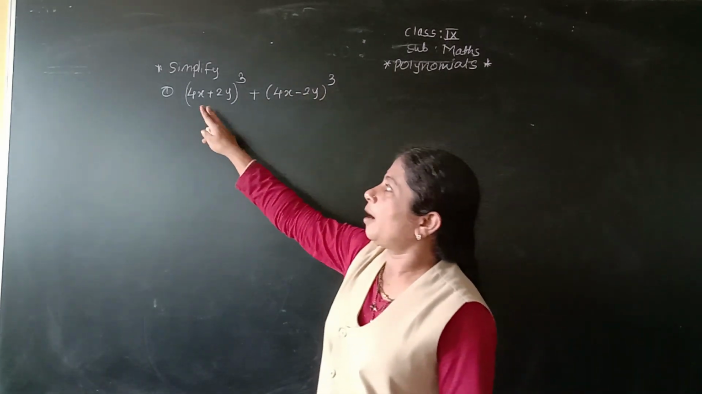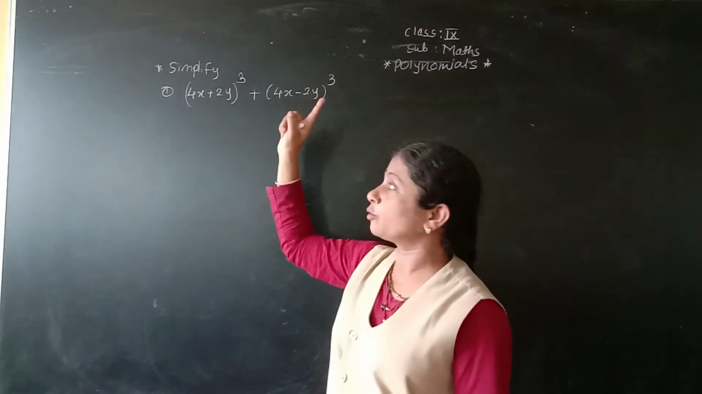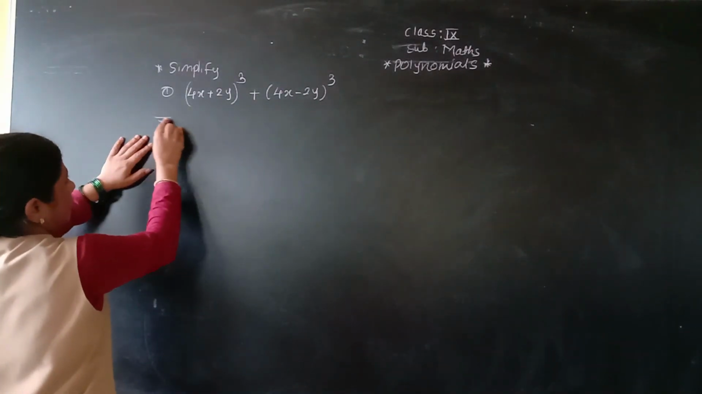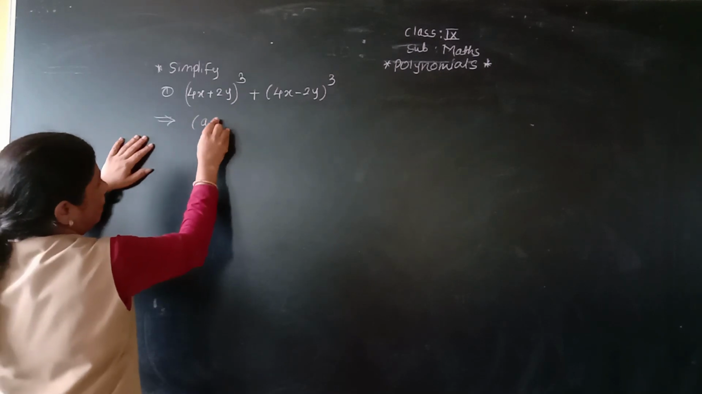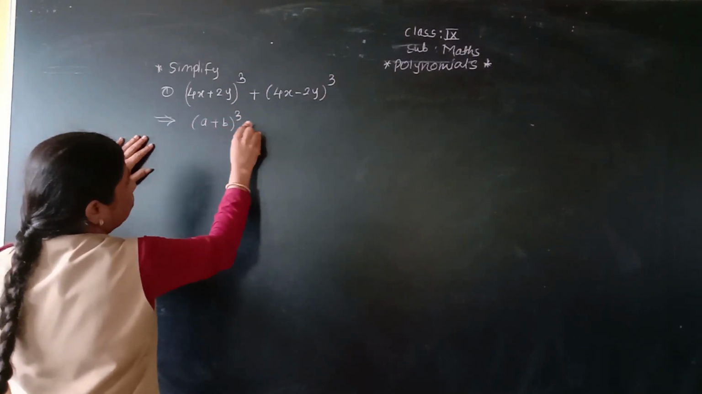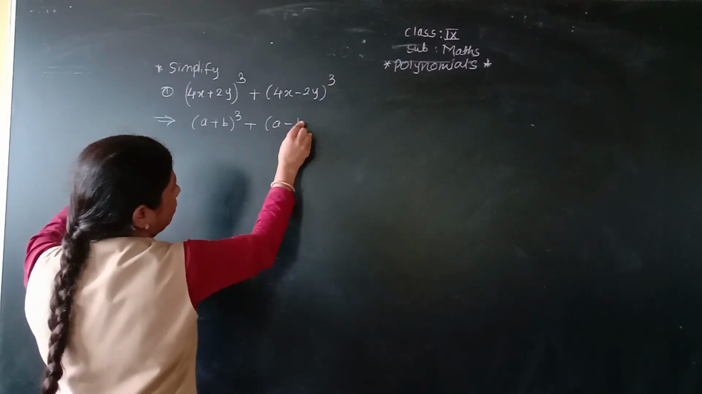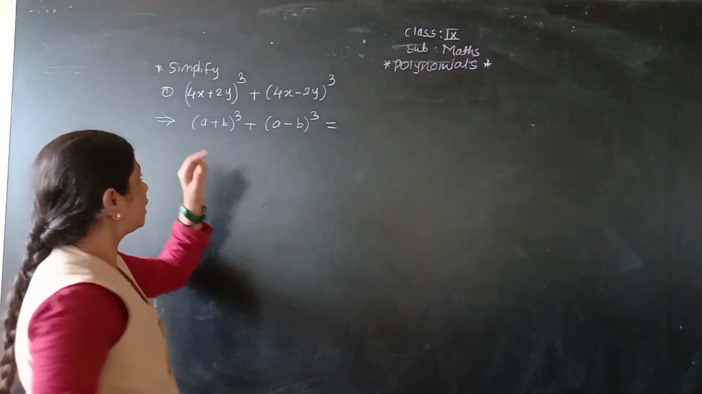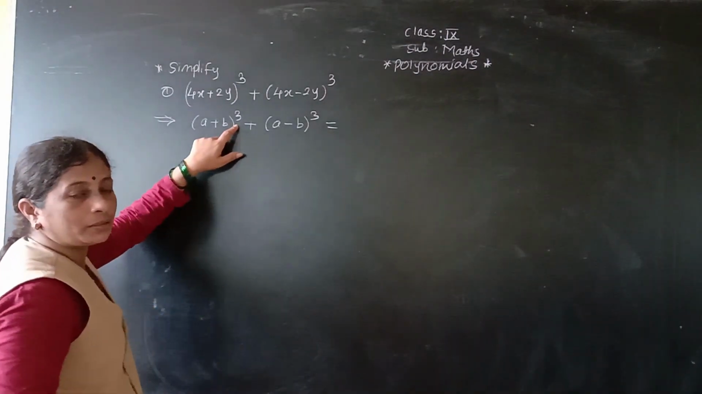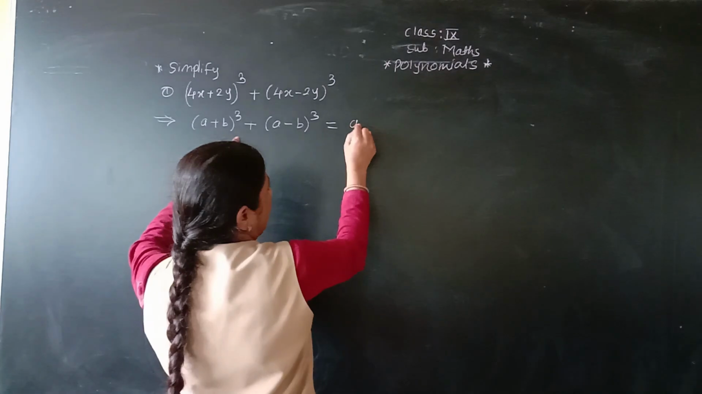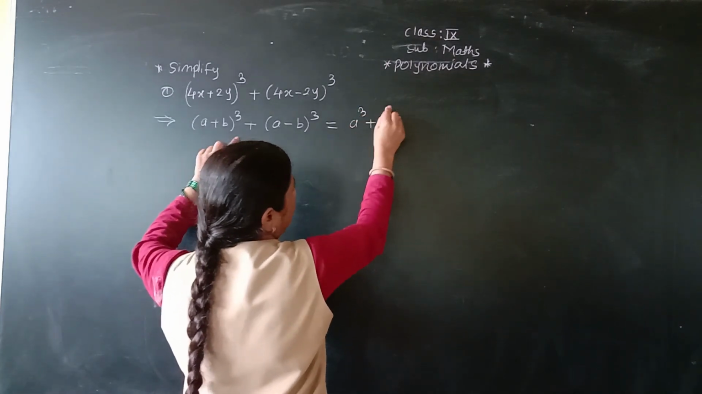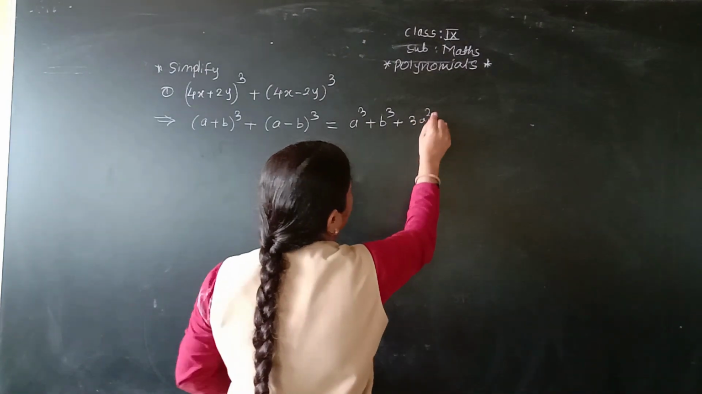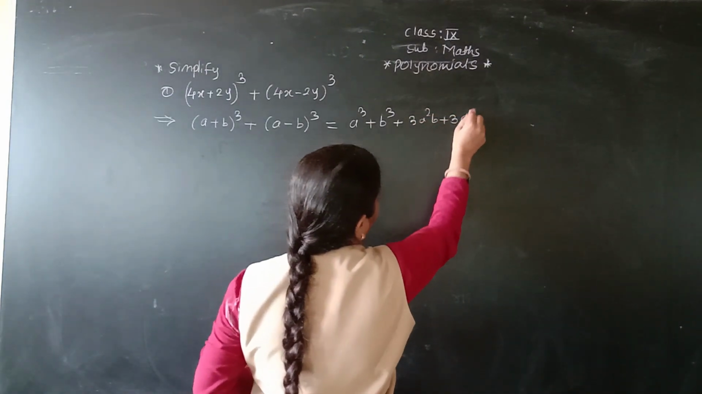So we have learned about the identities of (a + b)^3 and (a - b)^3. Okay. So first we will write the identities in this form: (a + b)^3 + (a - b)^3. So first we will find the expansion of this. (a + b)^3 identity means what? What is the expansion for that? a^3 + b^3 + 3a^2b + 3ab^2.